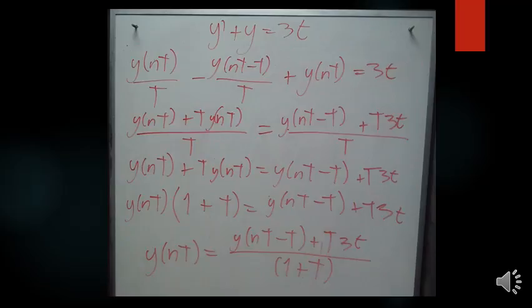Then we have y(t) times 1 plus t equals y(t minus t) plus t times 3t. So finally, at last, we have y(t) equals y(t minus t) plus t times 3t, all that over 1 plus t.